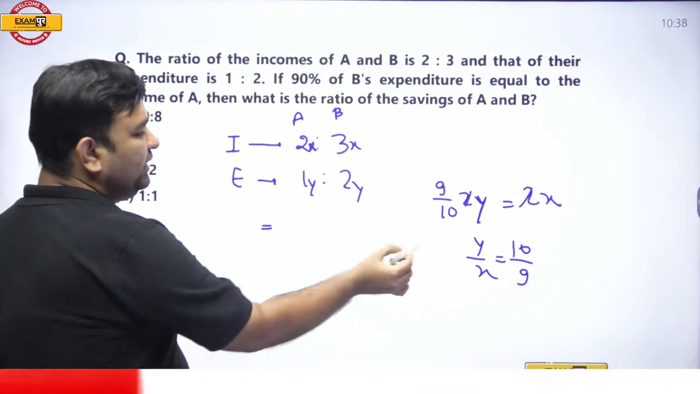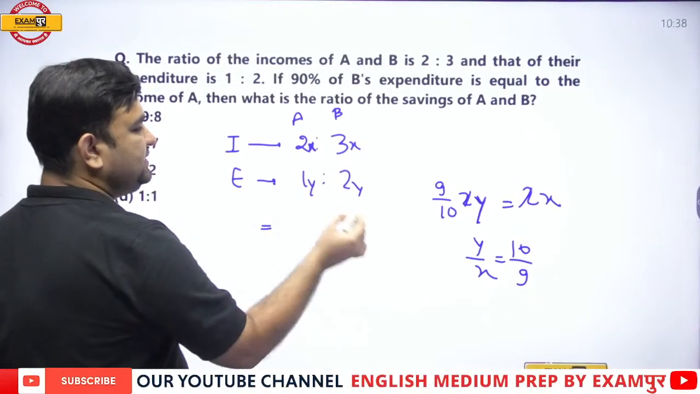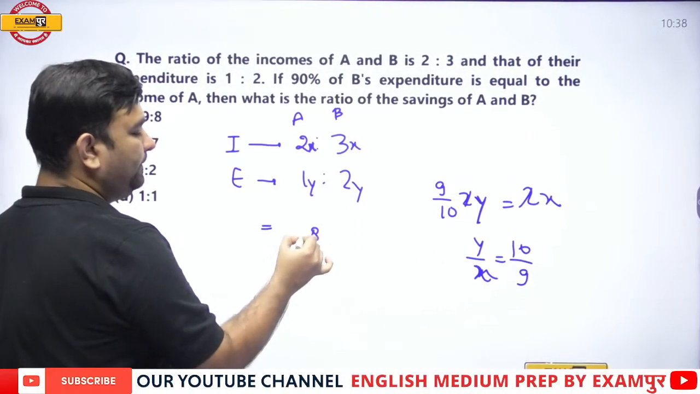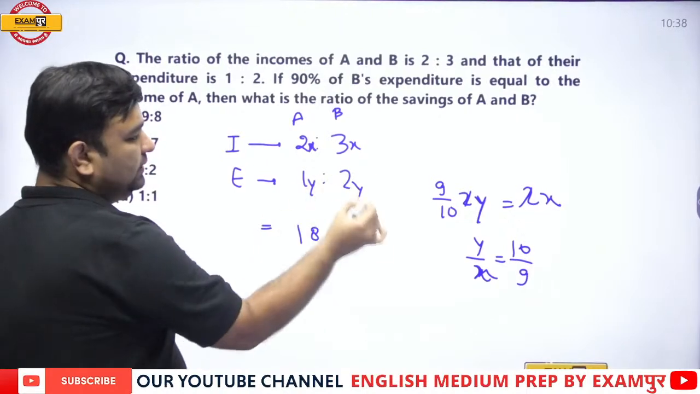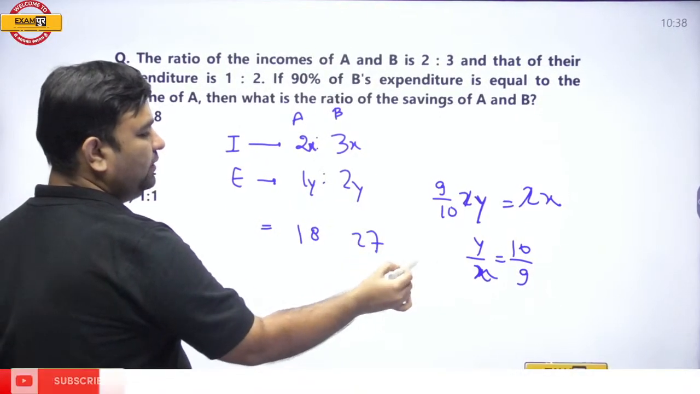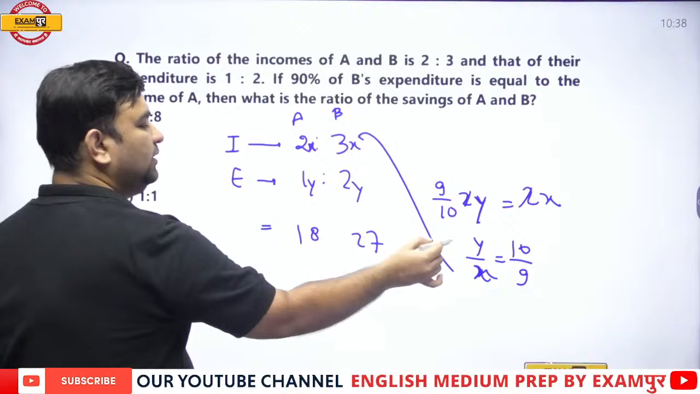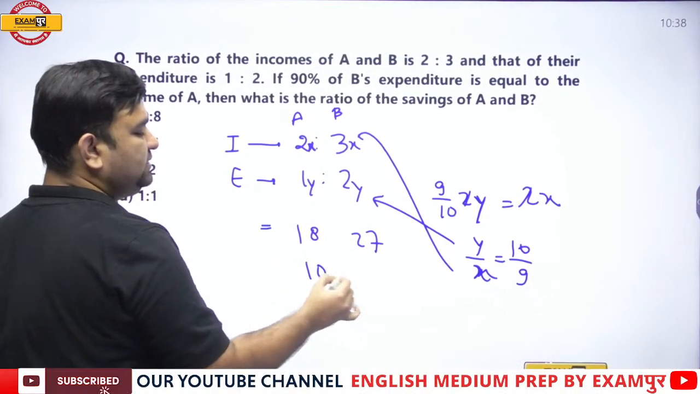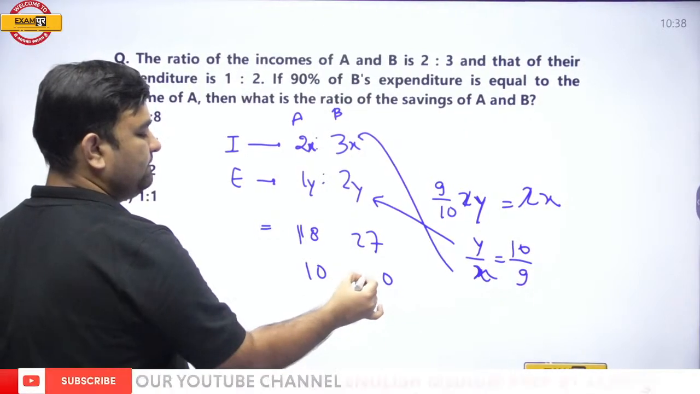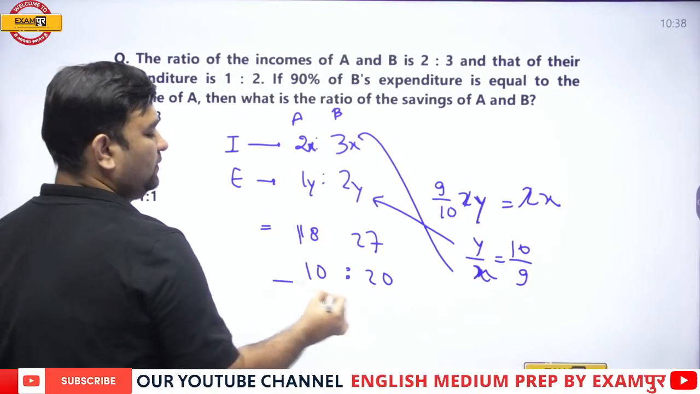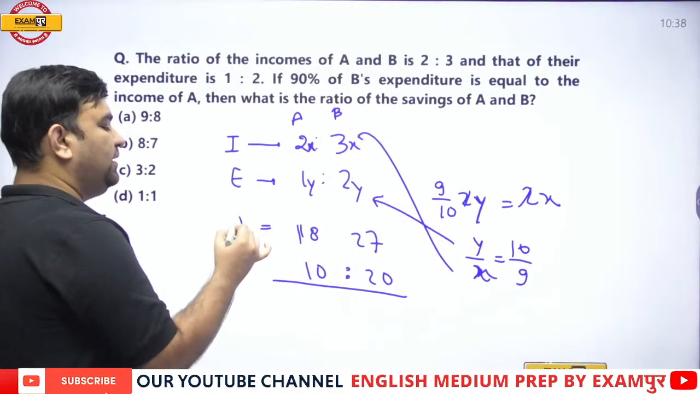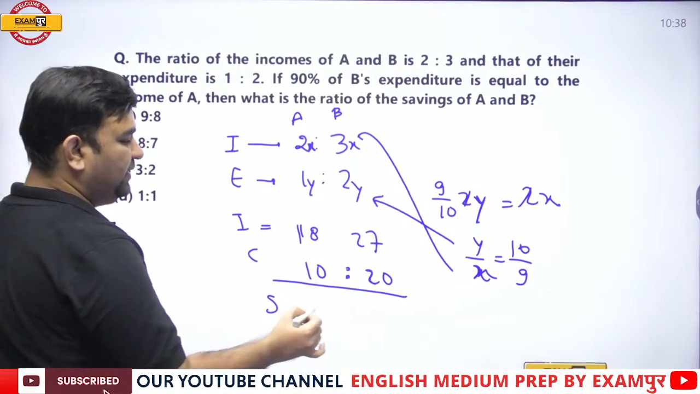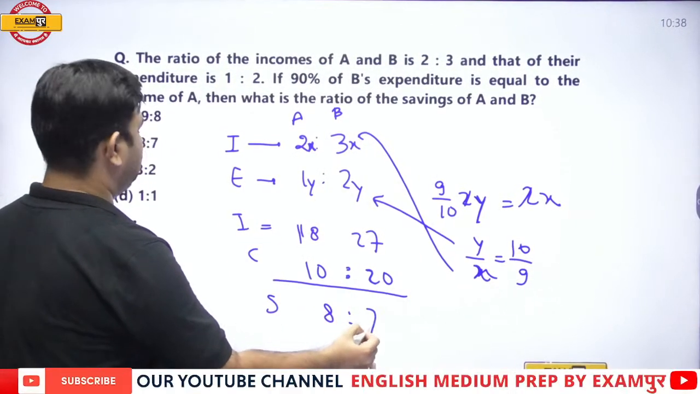So what are your actual incomes? y is 10, x is 9, 9 twos are 18, 27. Putting x is equal to 9 here, putting y is equal to 10 here, it's 10, it's 20. This is income, this is expenditure. So savings are 8 and 7.